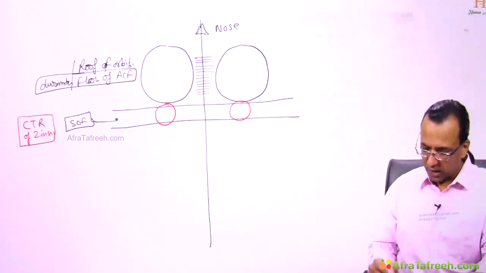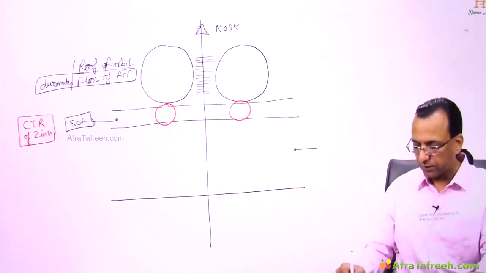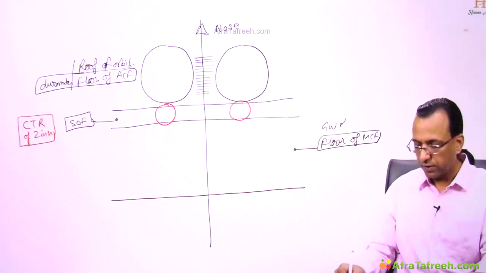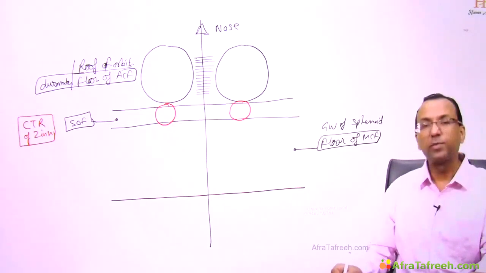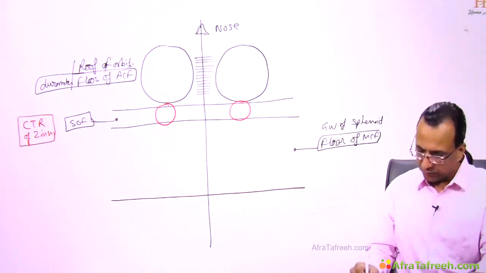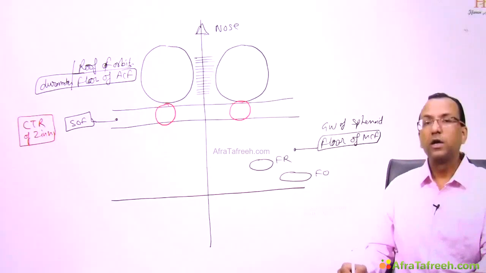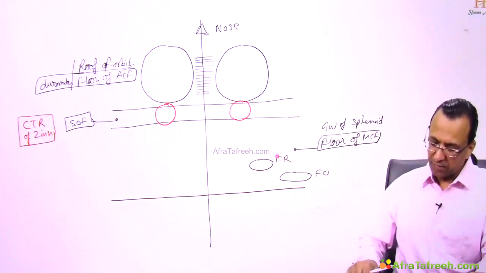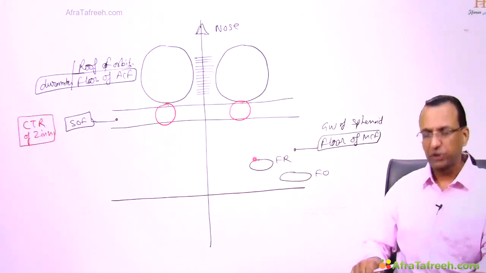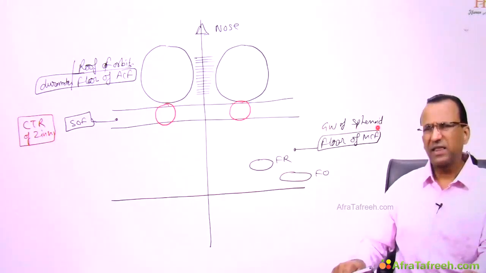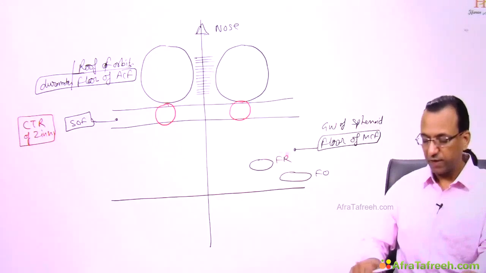Let us look at the floor of the middle cranial fossa now. When you are talking about the floor of the middle cranial fossa, you will see there is the greater wing of sphenoid, and this greater wing of sphenoid is having some openings, namely foramen rotundum, the round foramen, and foramen ovale, the oval foramen. I think there are some nerves passing through that. Yes, we have to discuss those nerves now.